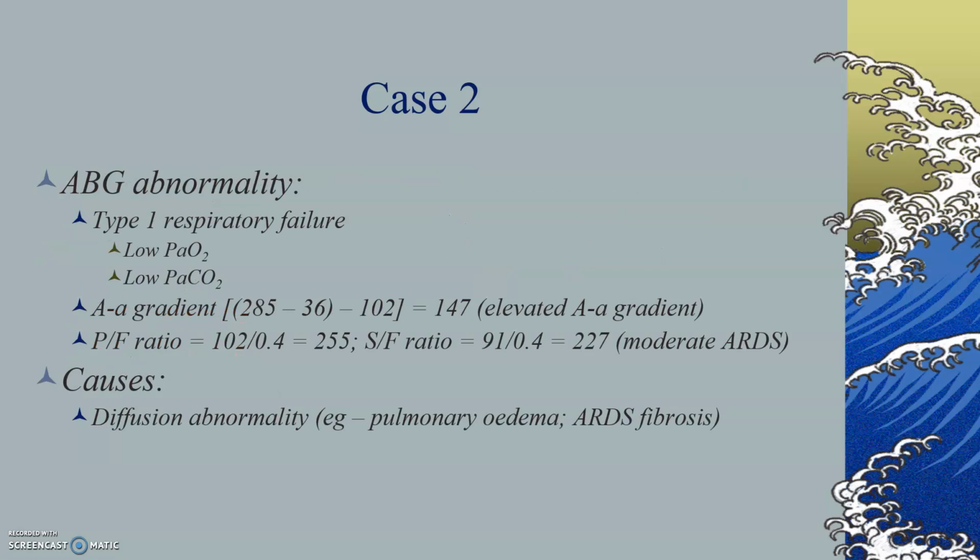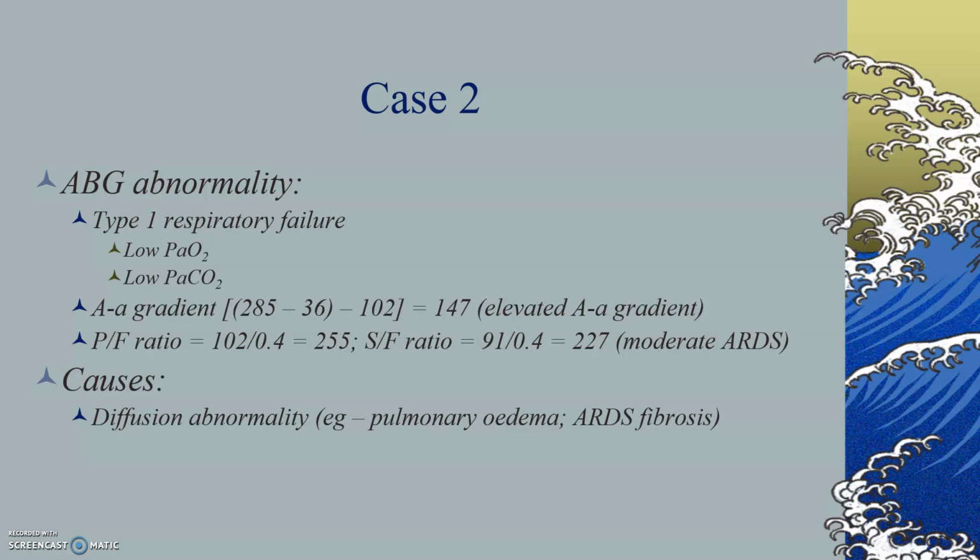And if we go to this slide, his AA gradient is very high. It's 147 millimeters mercury, and it should be less than 20. This means that although he's getting supplemental oxygen, only a limited amount of that oxygen is getting into his blood.